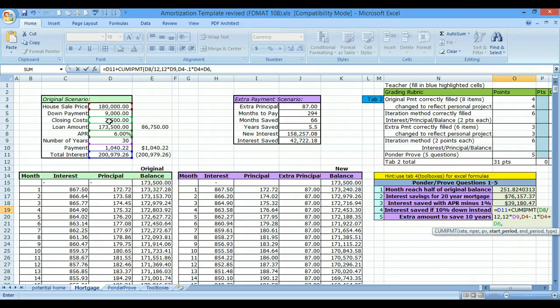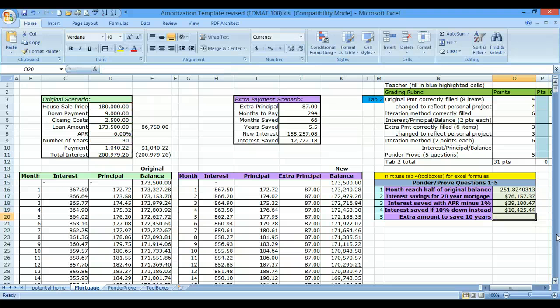Now, comma, the starting period is on month 1. The ending period will be at the end of 360, or you could do like we did over here, which was 12 times the number of years. It doesn't matter in this case because this will always be a 30-year loan on our original scenario. And then the type will be at the beginning of the month or 0. Shift, close parenthesis, and I think everything's good to go. Press enter and it will save you $10,425.44.